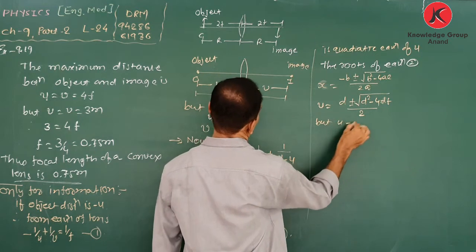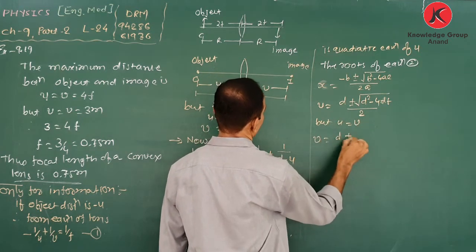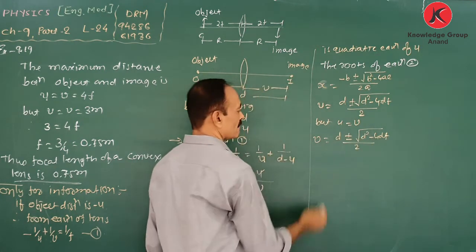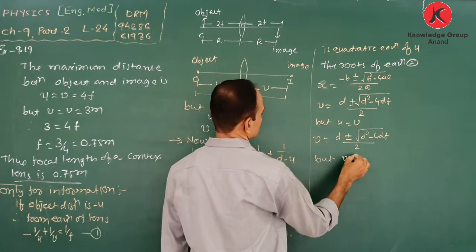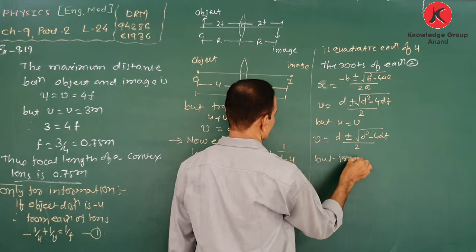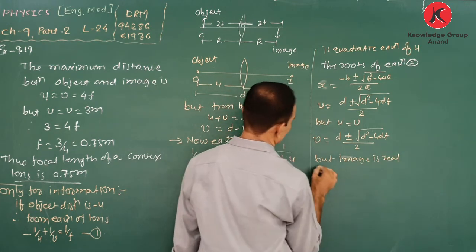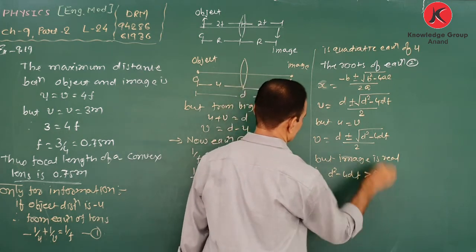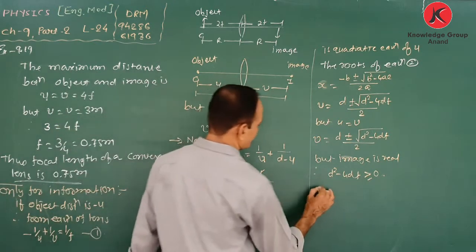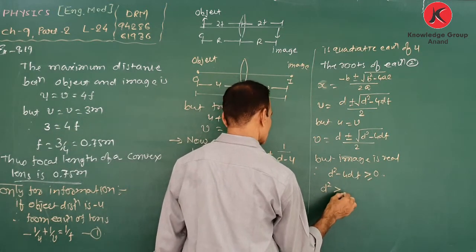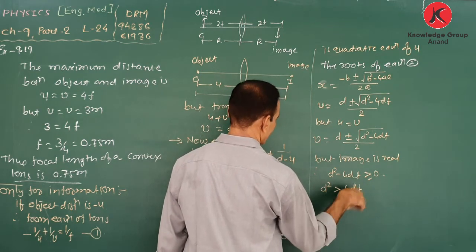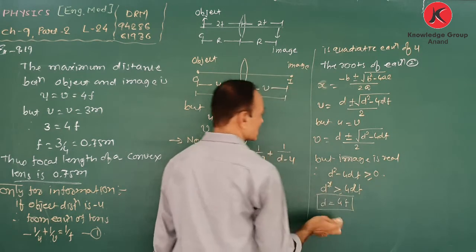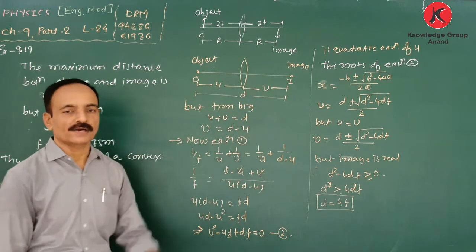But u is equal to v, therefore v is also (d plus or minus square root of d square minus 4df) upon 2. But now v, the image, is real. Therefore, d square minus 4df must be greater than or equal to 0. Therefore, d square is greater than or equal to 4df. d cancels, therefore d is equal to 4f. Thus, the distance between the object and image must be 4f.